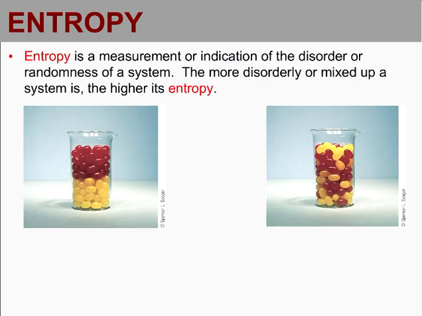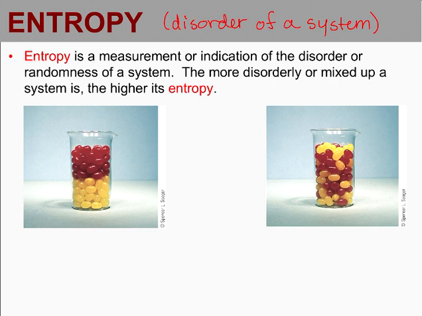Now, another term that we should know in terms of whether a reaction is spontaneous or non-spontaneous is entropy. Now, entropy can also be thought of as disorder of a system. So entropy is a measurement or indication of the disorder or randomness of a system. The more disorderly or mixed up a system is, the higher its entropy.